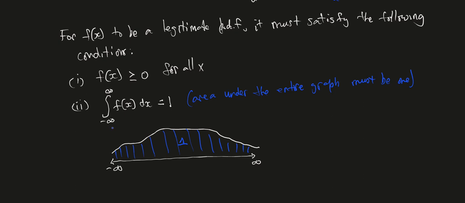Yes, we will have to work with some improper integrals, but there are a lot of PDFs that we'll work with where the graph is only positive over a finite interval. So maybe the sample space doesn't extend from negative infinity to infinity. Maybe it only extends from 0 to 10. And then you're working with proper integrals as opposed to improper integrals. But all those details to come.